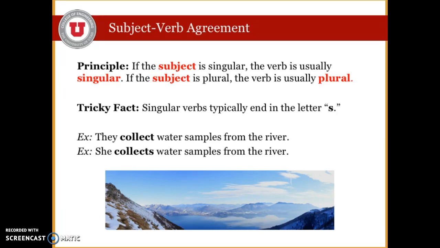So examples are, they collect water samples from the river. So they is a plural subject. Collect is the plural version of the verb. Versus she collects water samples from the river. So she is a singular subject, and collects is the singular version of that verb.